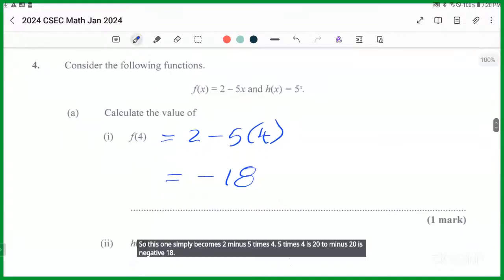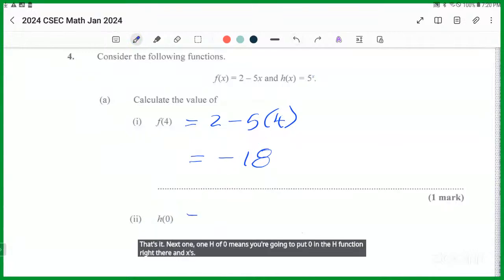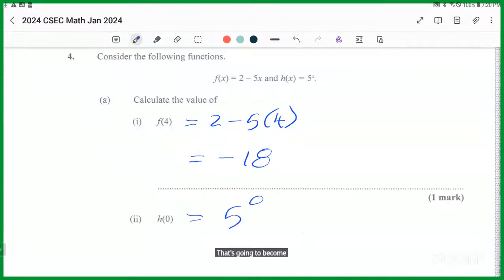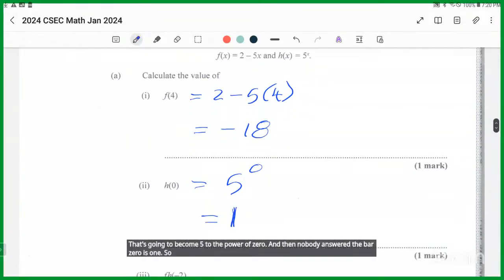That's it. Next one, we want h of 0, which means you're going to put 0 in the h function right there where the x is. That's going to become 5 to the power 0. Any number raised to the power 0 is 1. So that answer is 1.